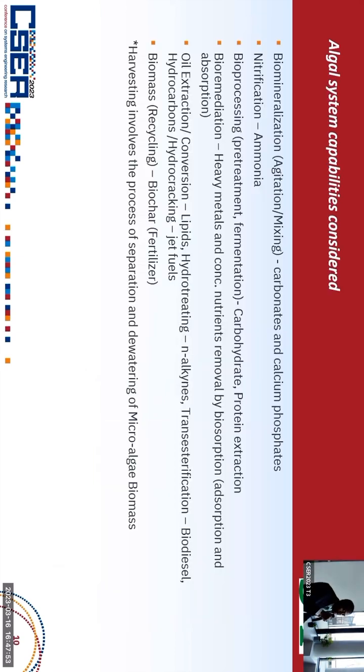Now, it can do biomineralization. My bioreactor can agitate and mix all the carbonates and calcium phosphate. Nitrification, it can use the ammonia that is coming from wastewaters. It can be from urine, urea, to fertilizers from farms and so on. So it can utilize the ammonia from there, and bioprocessing, bioremediation, oil extraction, and biomass, which is the recycling. I'm not going to be looking at the harvesting product, but I'm looking at the growth of algae.